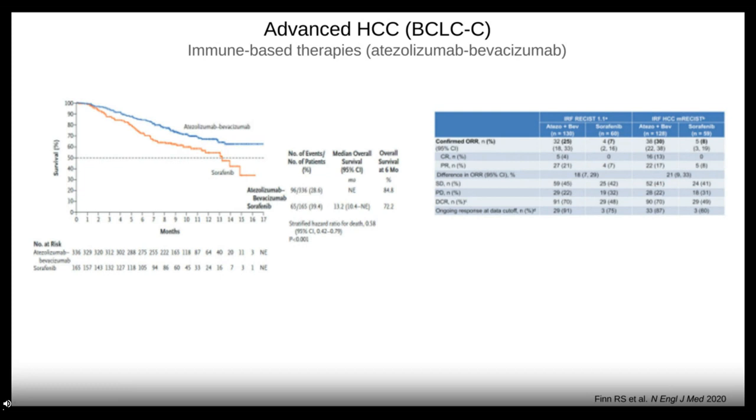What is striking is when you look at response data, approximately 30% of the patients treated with the combination will have an objective response, as opposed to 10% of those treated with sorafenib. So now we have this combination therapy that is very effective in at least 30% of the patients, because we know that these 30% of the patients are the ones that will do relatively well over time.